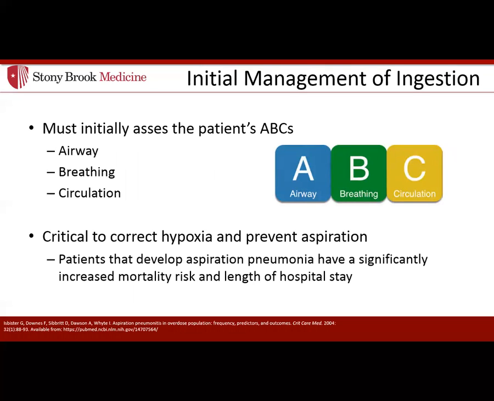So as with any critically ill or injured patient, the first steps of management of an acute or chronic ingestion is to secure the airway, breathing, and circulation, also known as the ABCs. So patients presenting after an acute drug overdose are at an increased risk of aspiration pneumonia. These patients that develop aspiration pneumonia have a significantly increased mortality risk and an increased length of hospital stay.